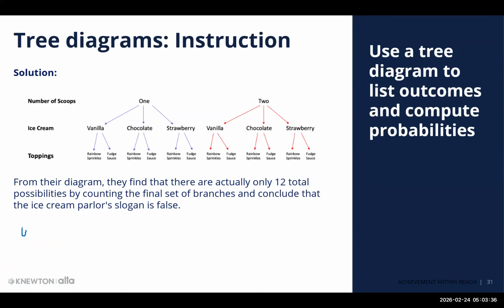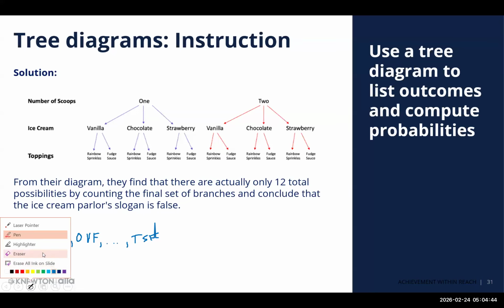You could do one, vanilla, and then rainbow sprinkles. I'm not going to write all of them, but just to give you a sense of how you would actually list them, it would be one, vanilla, and then fudge. If we're using the listing method, we might do it that way. And the last one would be two, strawberry, fudge. You would list all the other ones in between.